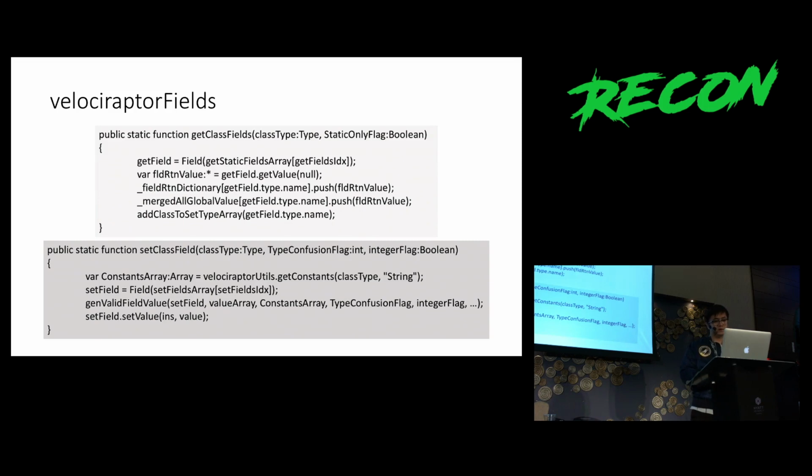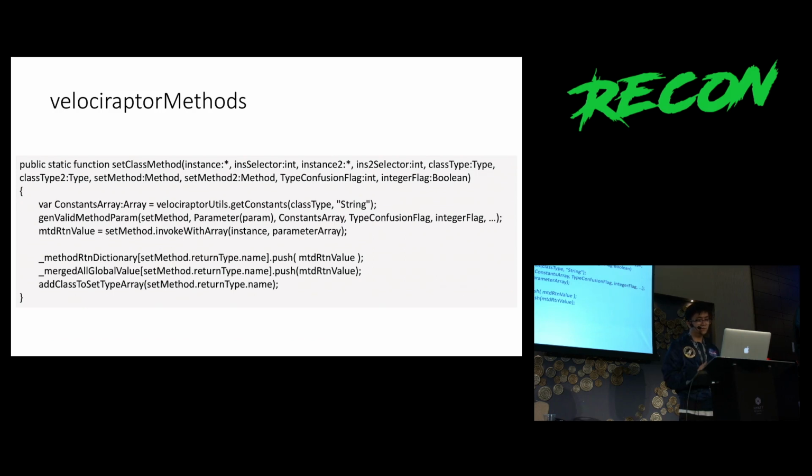The pattern is similar for get class fields and set class fields. The difference is that there's a type confusion flag and an integer overflow flag in set class fields. If we set the type confusion flag, we will not choose the right type for parameters. If we set the integer flag, we will face some potential integer overflow values like FFFF for int and uint parameters.